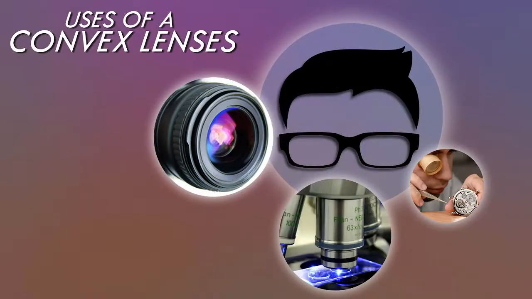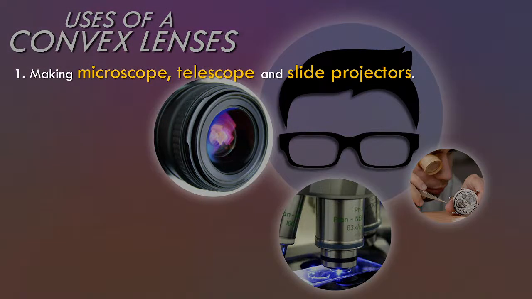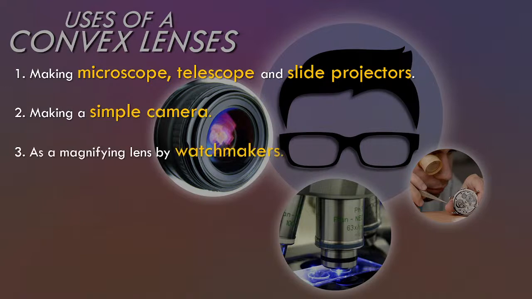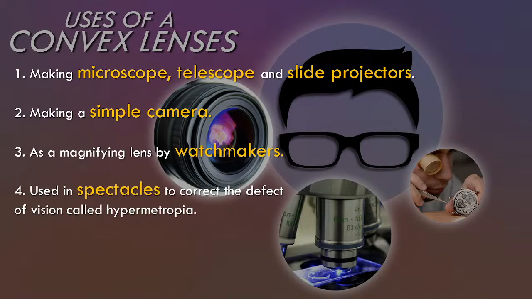That's it. Uses of the convex lenses. Making microscopes, telescopes, okay, then making a simple camera, used as a magnifying lens by watchmakers, and used in spectacles to correct the defect of vision called hypermetropia.